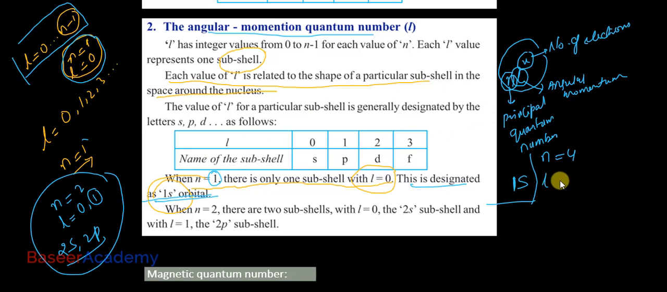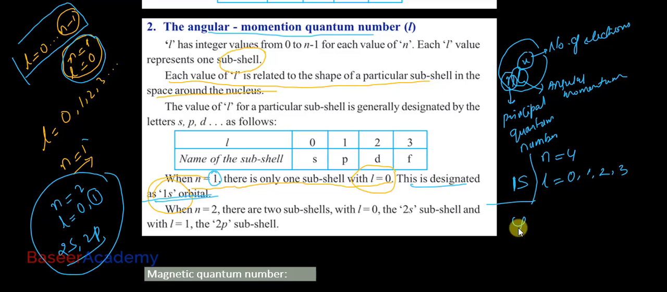What are the possible values of l now? l takes values from 0 to n minus 1, right? What is n here? 4. 4 minus 1 should be 3. So l value should be 0, 1, 2, 3, up to 3. 0, 1, 2, 3. How do we write it? 4.